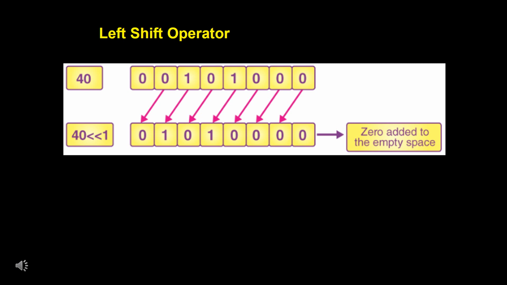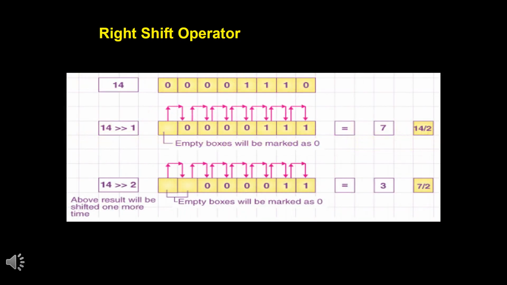Consider the decimal number 40. In binary form, it is represented as 00101000. Now, when we apply the left shift operator with a value of 1, written as 40 << 1, all the bits are shifted one position to the left. The binary becomes 01010000.